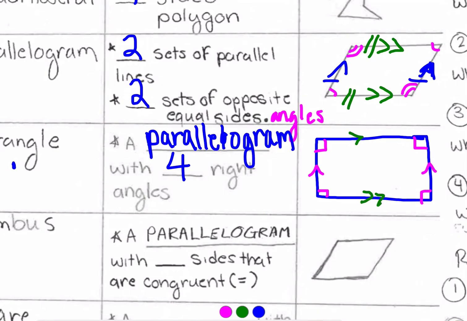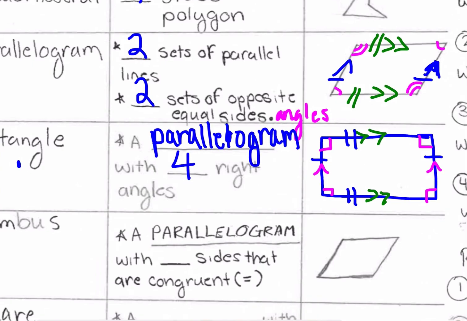That's true. Opposite sides are equal. That's true. Opposite angles are equal. We talked about that. They're opposite and they're right angles.